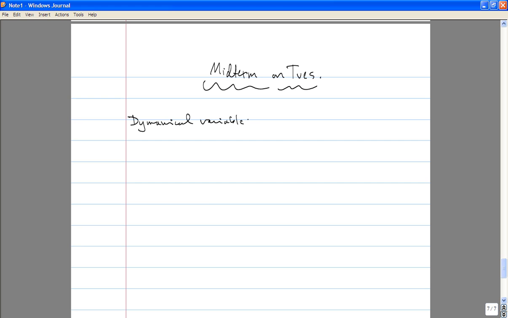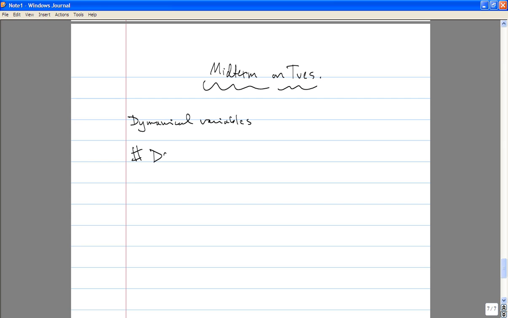So dynamical variables are the set of continuous parameters that are used to label the state of a system. And the number of dynamical variables that is required to uniquely specify the state of the system is the number of degrees of freedom of the system.